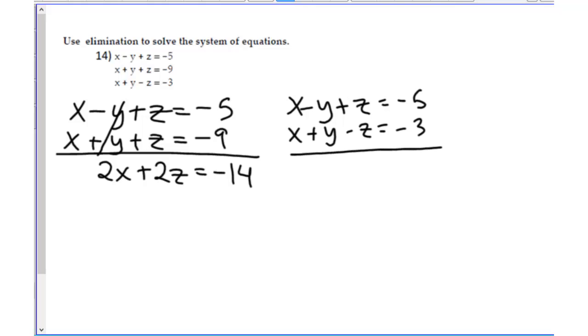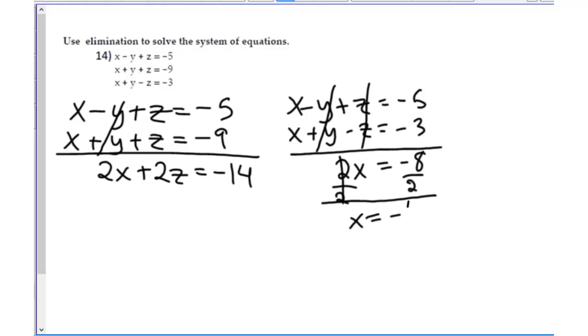And it ends up having the added benefit that both of these cancel out, which gets us to what we need faster. X plus x is 2x. Negative 5 minus 3 is negative 8. Divide both sides by 2, and you get x equals negative 4. If we had gotten x and z left here, like if the z's hadn't canceled, we would set up a new elimination problem with those two equations, x and z.